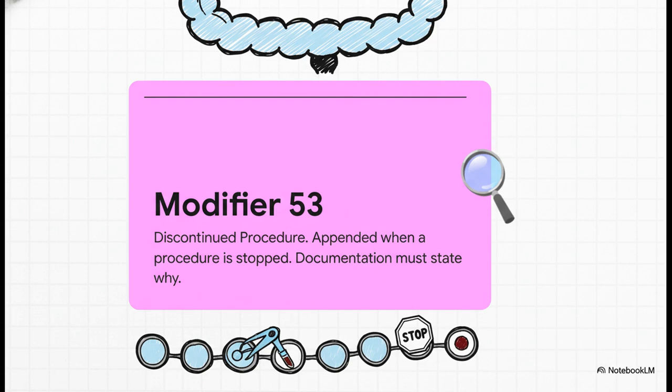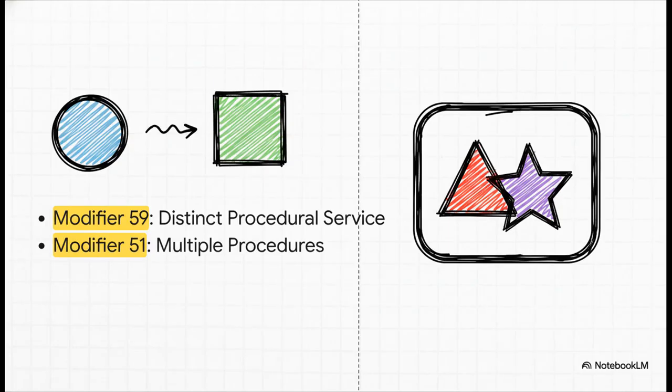But, and this is a big but, you have to have the documentation to back it up. The doctor's note must say exactly why they stopped. Without that note, you can't use the modifier. A couple of other key modifiers to keep in your back pocket are modifier 59 and modifier 51. Modifier 59 is super useful for showing that two procedures were totally separate from each other, and modifier 51 is for when multiple procedures happen in the same session, though a lot of payers handle that logic automatically these days.